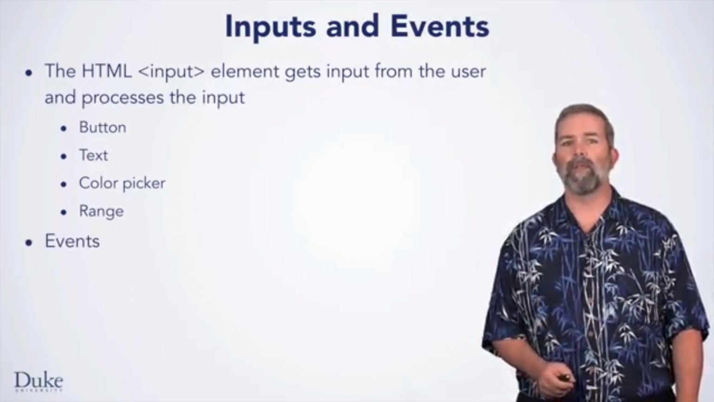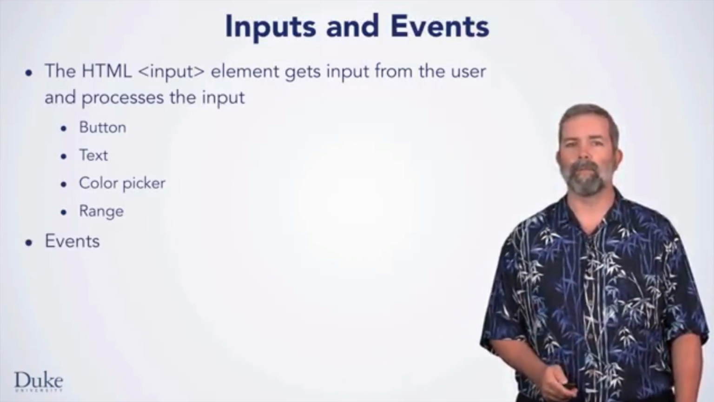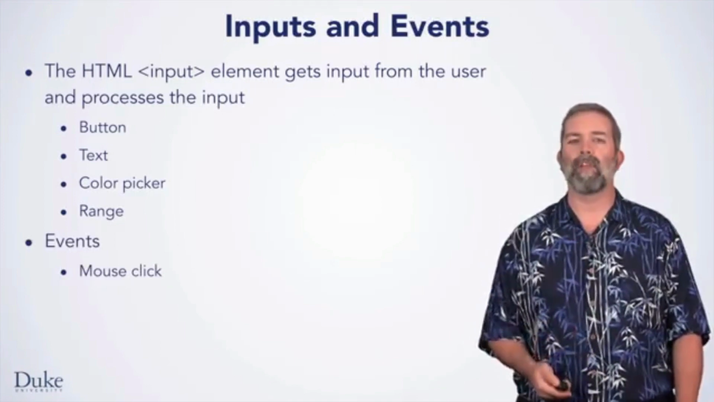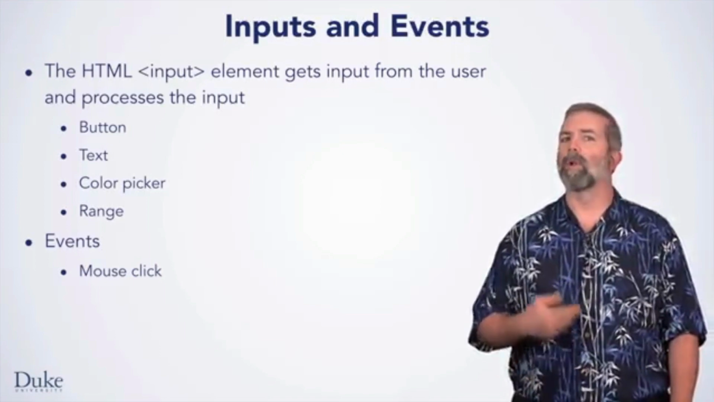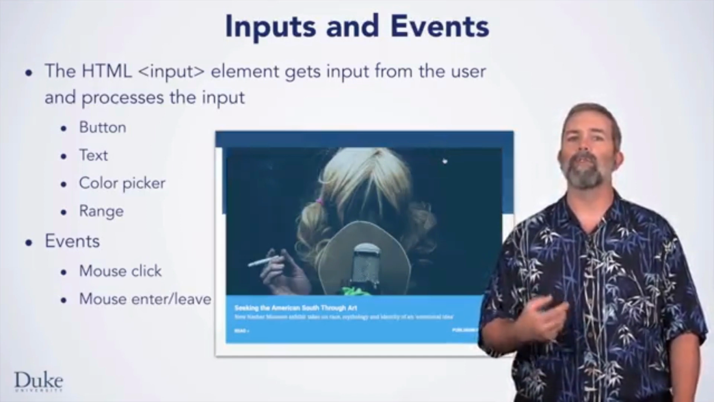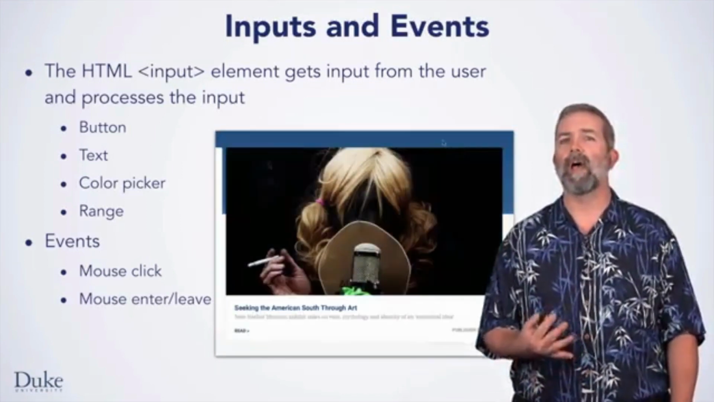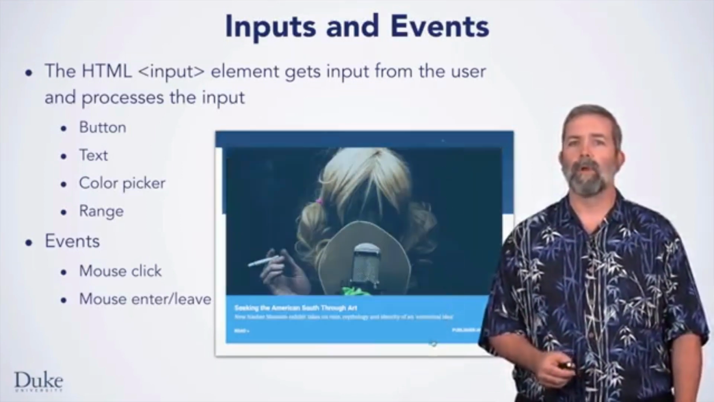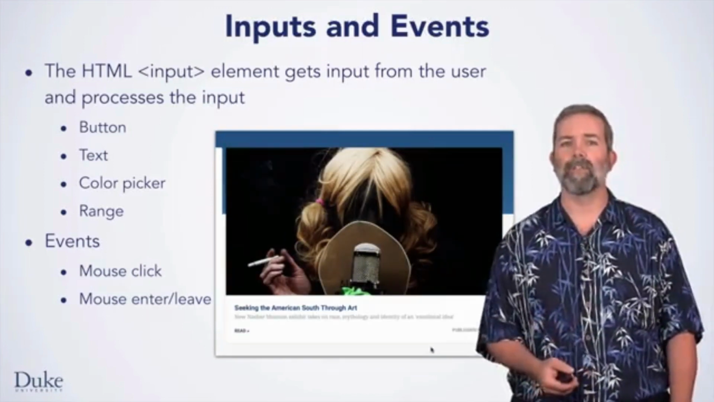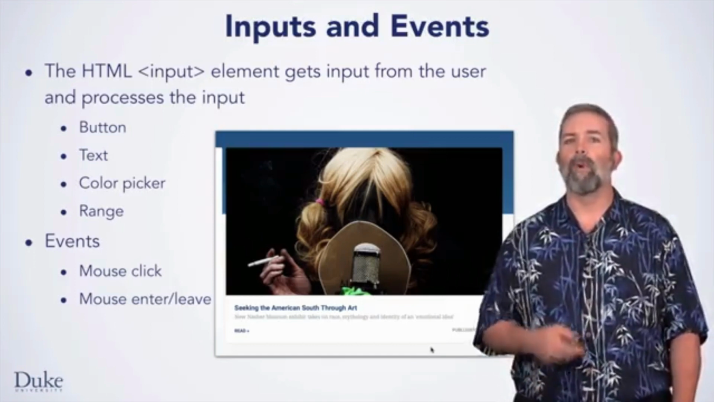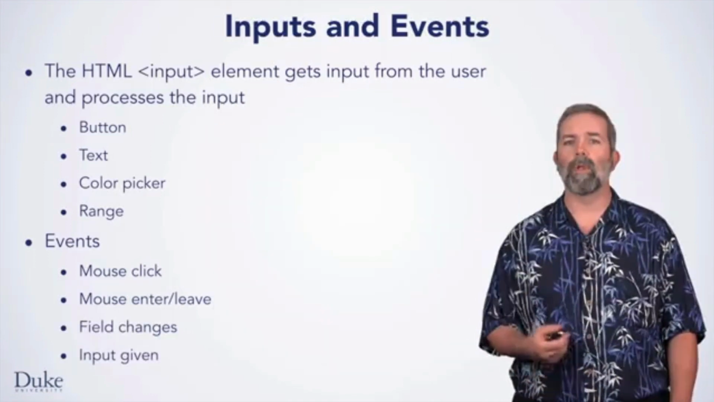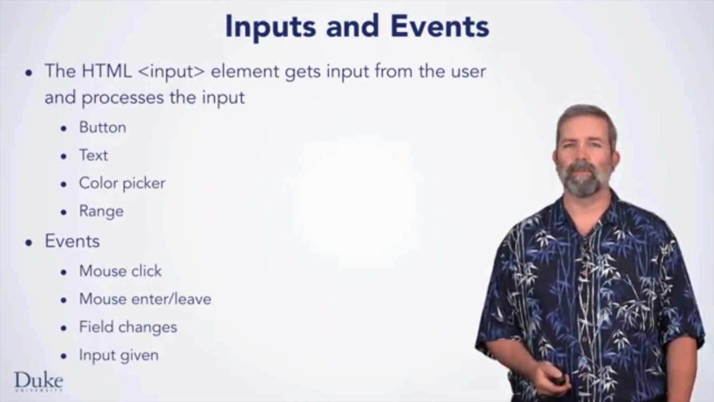In the case of a button, the input is the user clicking on the button, the onClick event. But as you'll see here, there are other events that you can connect to a button, or another type of input. For example, here is an article on the Duke Today website. The content highlights when the mouse rolls over it. The onMouseEnter and onMouseLeave events are used to have the browser execute any function you connect when the mouse enters or leaves an object.